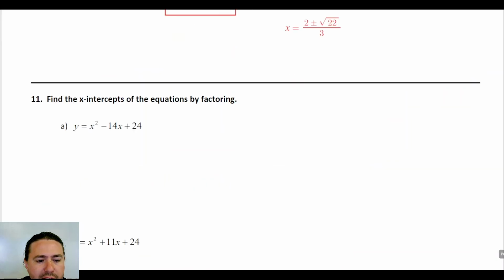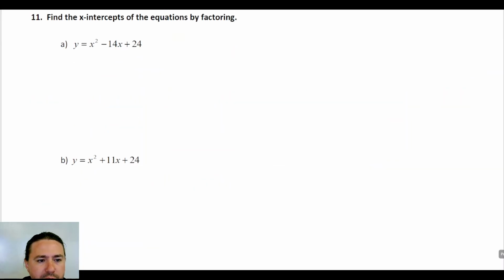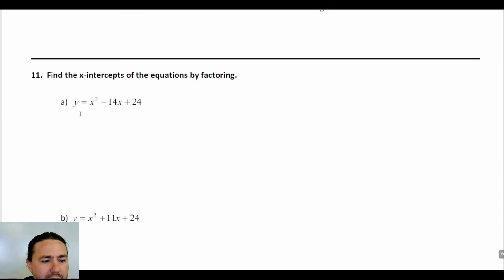Number 11, find the x-intercepts, and we've just got a few of these by factoring. So for these, we're going to factor, and so they shouldn't be too bad. We're looking for 2 numbers that multiply to give me 24, but add up to -14. So what is that going to be? I guess we've got 6 and 4. No, that's not going to work. 8 and 3. It's going to be 12 and 2. So x minus 12 and x minus 2 are going to be my 2 factors. So my x-intercepts are going to be positive 12, comma 0, and 2, comma 0. And basically the way that I'm getting those is I'm setting each factor equal to 0 and solving them individually.